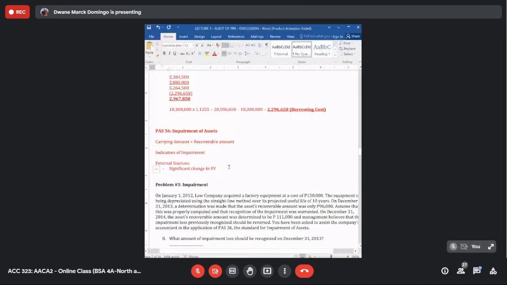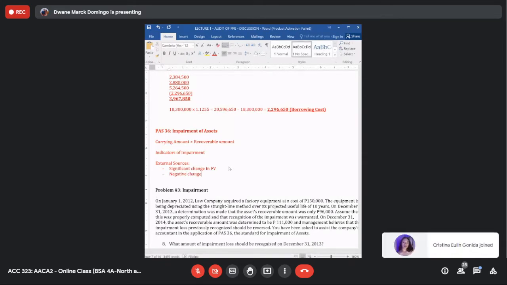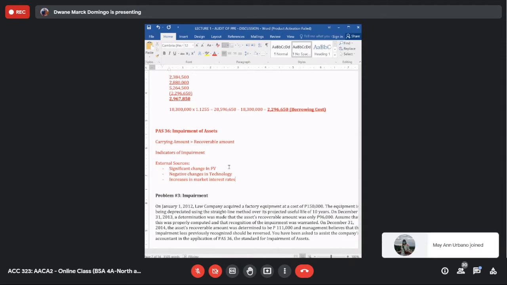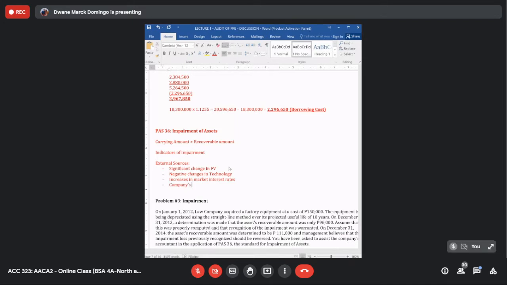And then pangalawa, negative changes in technology. Ibig sabihin naluluma na yung asset mo. It might indicate an impairment. So, pangatlo, pwedeng increases in market interest rates. And lastly, pwedeng yung company stocks. Actually, marami yan, pero ito yung basic and common example. Company stock below book value.